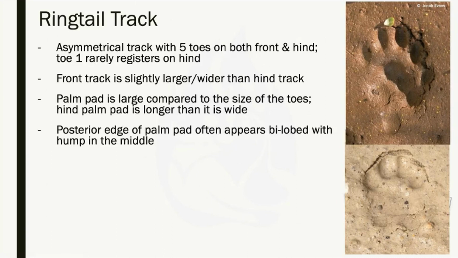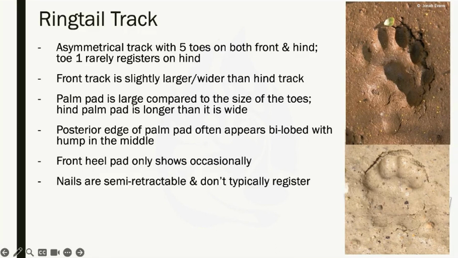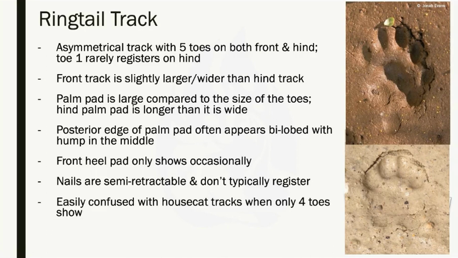Also, on the trailing edge or the posterior edge of the palm pad, you get this kind of bilobe feature, and you can really see this on this hind track with a little hump in the middle. The front heel pad rarely shows, and it actually does in this track. You can see it here, but in many cases that won't show up. And because they have these semi-retractable nails, kind of like cats, oftentimes you just won't see the nails. I rarely, if ever, see the nails on these guys.